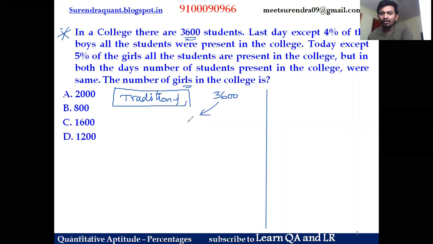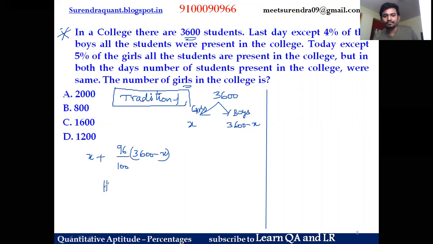Out of 3600, if X number of students are girls, what about boys? Boys are total minus girls, 3,600 minus X. Now, last day, except 4% of the boys, all students were present in the college. Let us see how many students were present on the last day. So all girls are present. He says only 4% of the boys were absent. That means all girls are present, and out of 3600 minus X, 4% were absent, which means 96% of the boys were present. So these are the number of students present in the school on the last day.